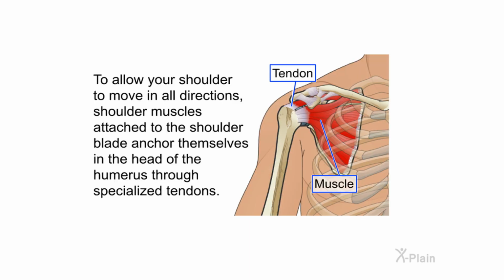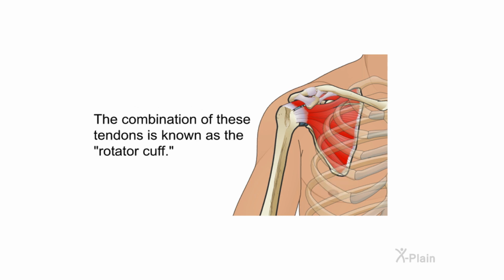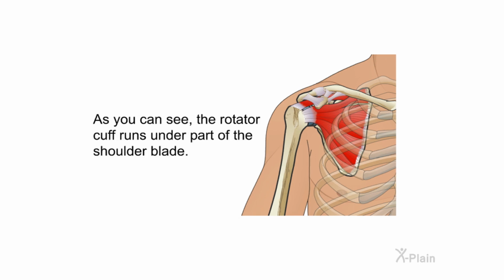To allow your shoulder to move in all directions, shoulder muscles attached to the shoulder blade anchor themselves in the head of the humerus through specialized tendons. The combination of these tendons is known as the rotator cuff. As you can see, the rotator cuff runs under part of the shoulder blade.